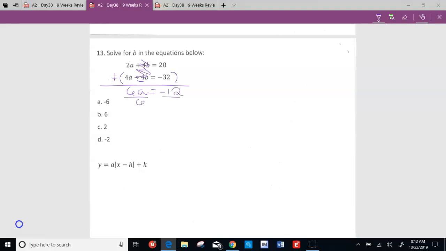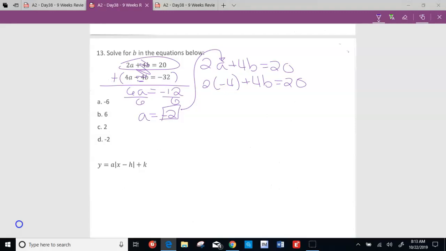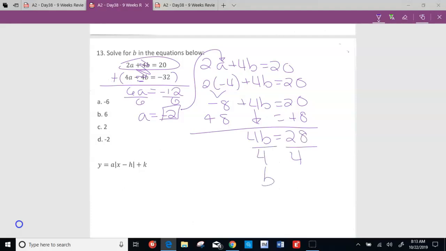Divide everything by 6. And then I get a equals negative 2. So I'll take my first equation, which said 2 times a plus 4 times b equals 20. I found out that a is negative 2, so I'll plug that in right here. So I get 2 times negative 2 plus 4 times b equals 20. To figure out what b is, I'll do the math all around this. 2 times negative 4 is a negative 8 plus 4b equals 20. To cancel out negative 8, I'll add 8 to both sides. When I do that, 4b falls down. 20 plus 8 is 28. I'll now divide everything by 4, and I get b equals 7, which is not on here.